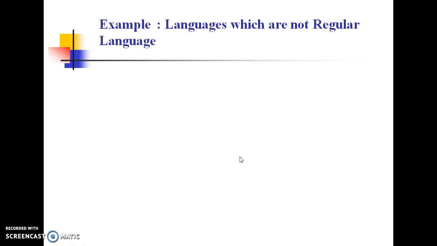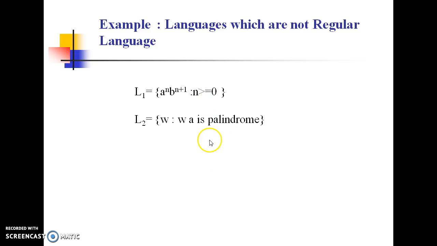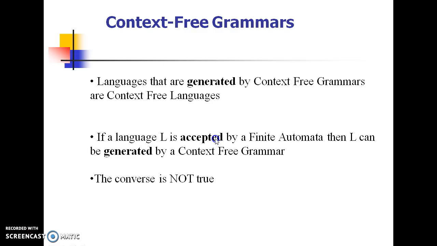Examples of languages which are not regular are a language L1, which consists of strings of the form a to the power n, b to the power n plus 1, where n is greater than or equal to 0, or a language L2, which consists of all strings w of the form palindrome. These are two examples of non-regular languages for which we cannot design finite automata.